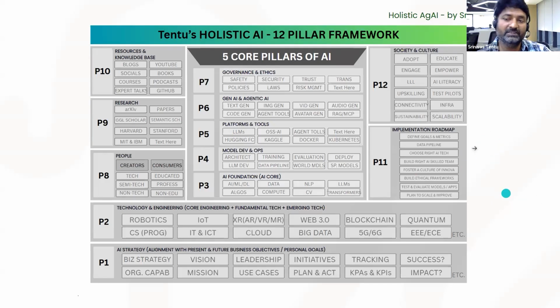There's one more concept: what are the different levels of AI implementation? Then society and culture. You need to adapt. Without adaptation, it's not possible. Your mind should be ready. There's only one thing, one quote: the only constant is change. Of course, that is very cliche, but I want to tell you again: the only thing constant is change.